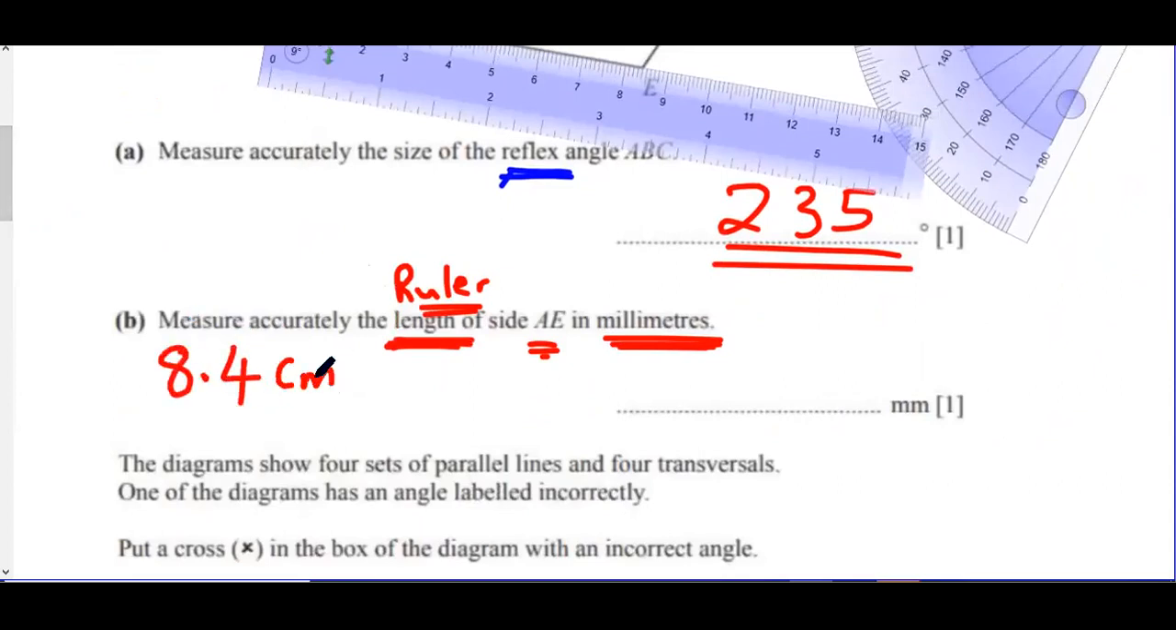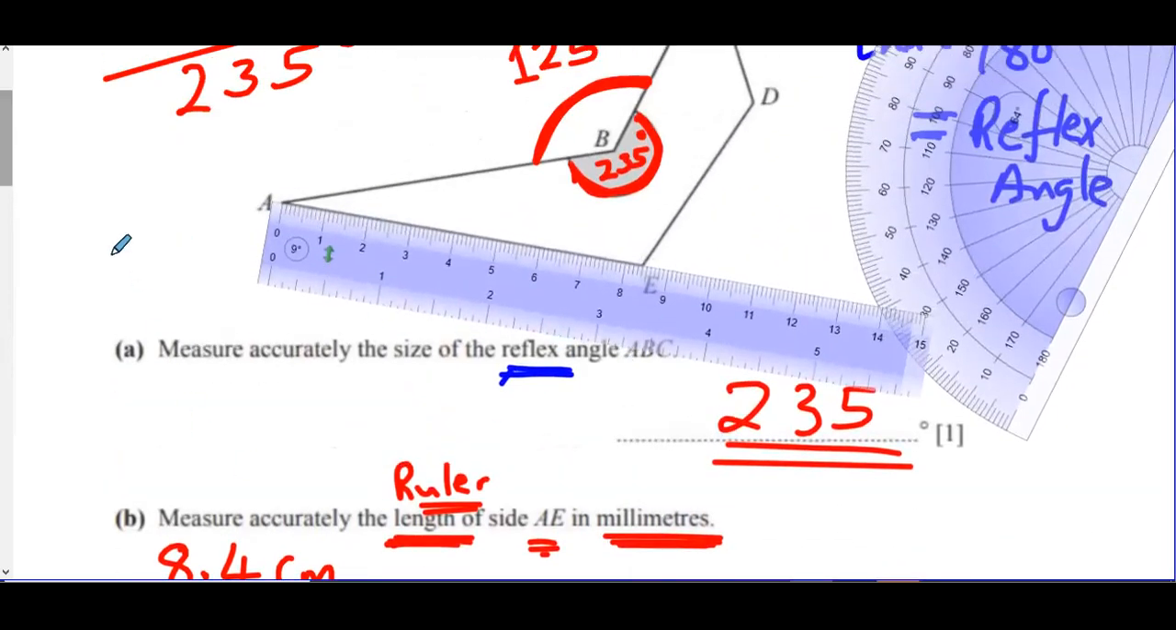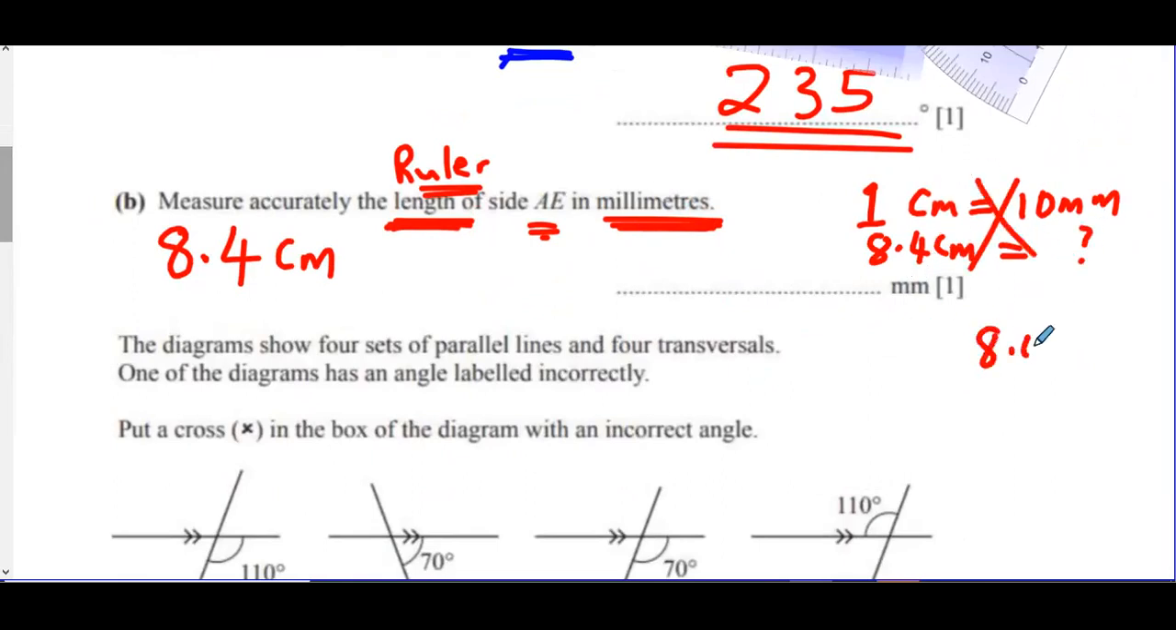8.4 centimeters, because the ruler is calibrated in centimeters. The ruler is calibrated in centimeters, but here they need millimeters. So you need to change according to King Henry Daughter, which says that 1 centimeter equals 10 millimeters. How about 8.4 centimeters? You have to change that, cross multiply. So when you take 8.4 multiplied by 10, this will be equal to 84. So the answer will be 84 millimeters.